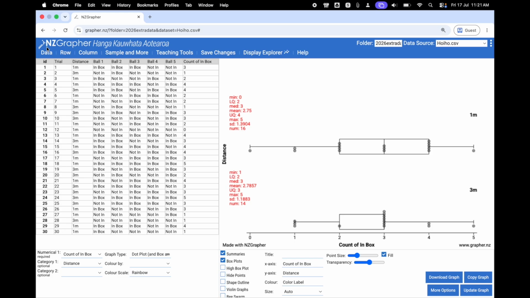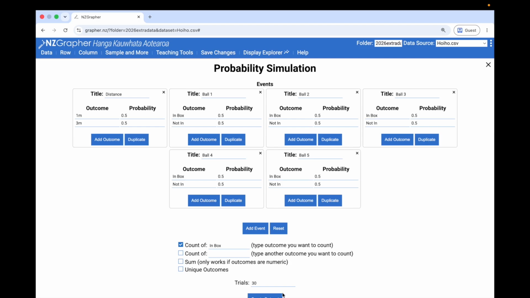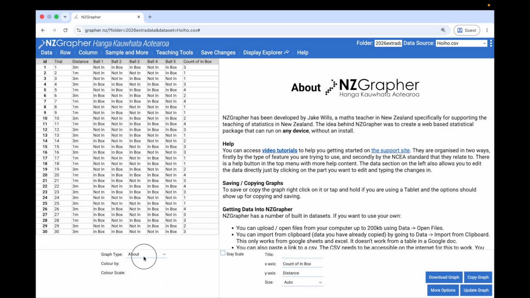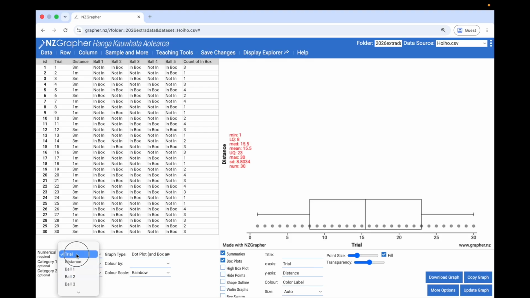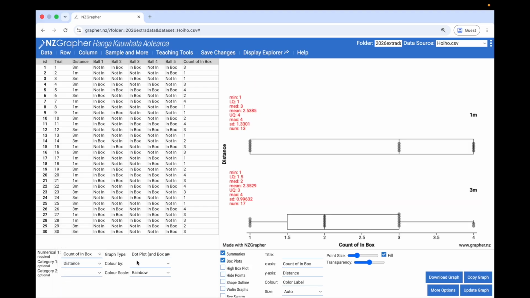So what I can do is come into data, probability simulation, it's all right there, and run it again and see if it gives me a better outcome. There we go, we've got different medians this time. We got a median for the 1 meter of 3 and a median for the 3 meters of 2.